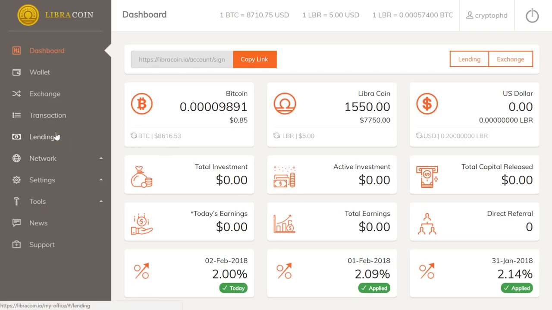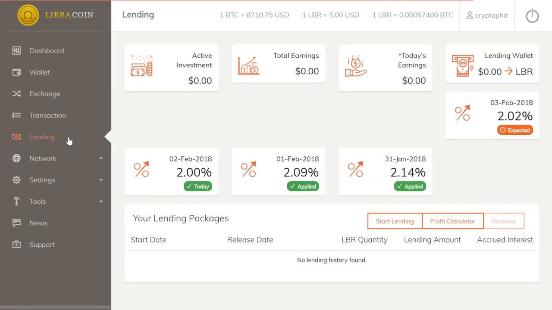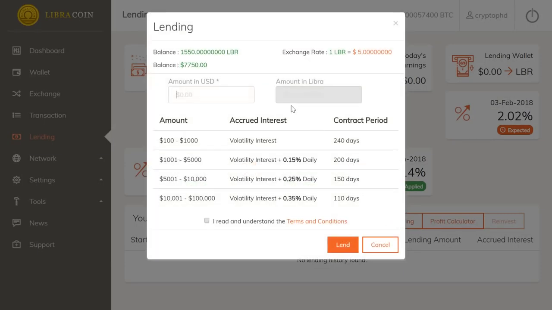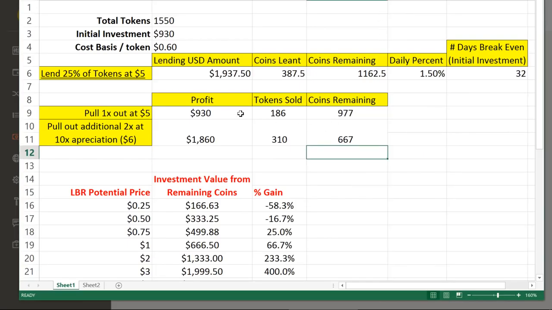I'm going to show you how to loan, and then I'm going to explain why we're loaning and what the strategy is. So find the buttons here, lending. This should be pretty easy. You can see over the past couple days what they paid out, 2%, which looks pretty nice. And we will do start lending, USD amount, and I've already got it on my spreadsheet here. Where did I put my spreadsheet? There she is.